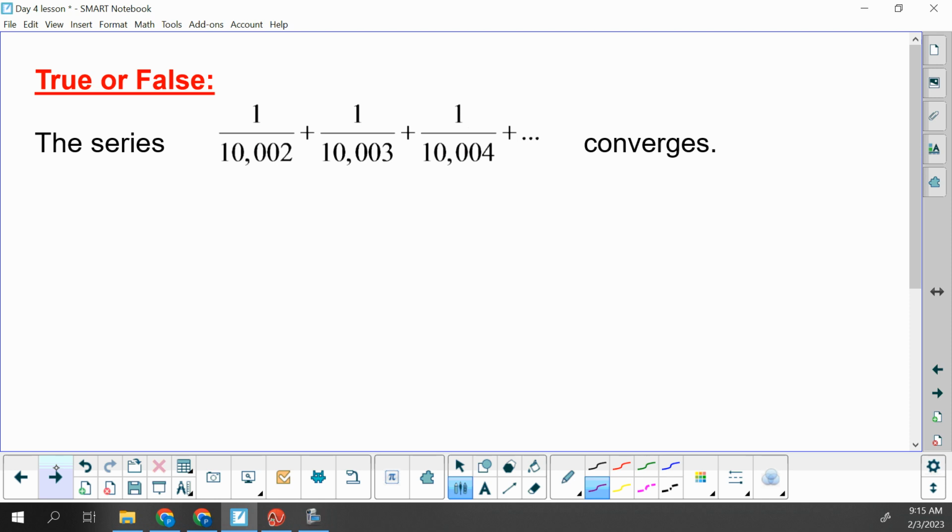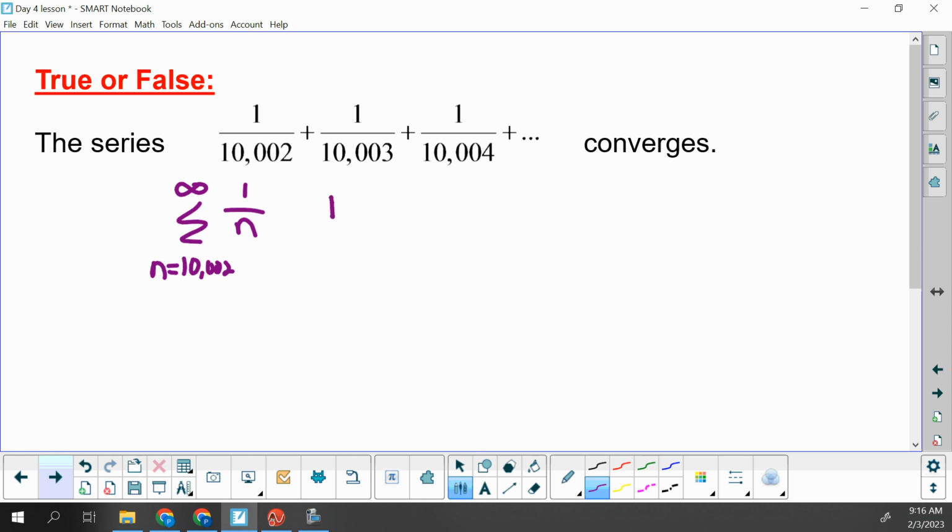All right, if we go over to our next slide, this series, does it converge, true or false? Well, what we want to notice is we've got 1's in our numerator, and the denominator's just going up by 1 each time. We can actually be kind of slick in how we write this in series notation. We have 1 on top, and we can make the bottom be n, and just say that n starts at 10,002. And then this is just a harmonic series.